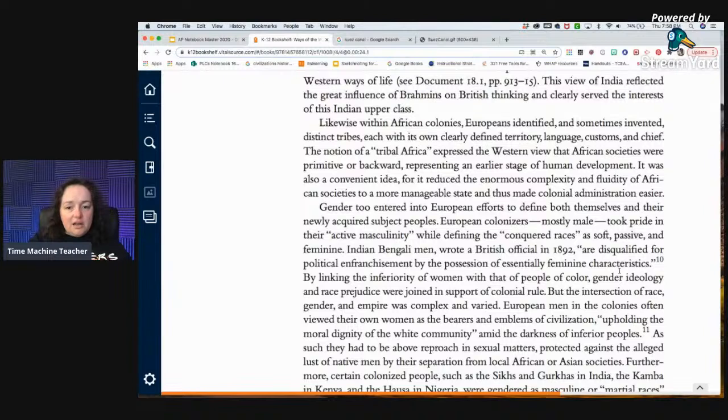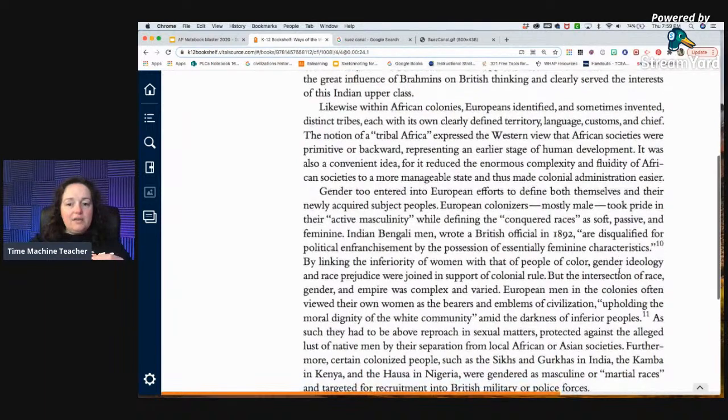Likewise, within African colonies, Europeans identified and sometimes invented distinct tribes, each with its own clearly defined territory, language, customs, and chief. The notion of the tribal Africa expressed the Western view that African societies were primitive or backward, which would help them justify it, right? Representing an earlier stage of human development. It was also a convenient idea, for it reduced the enormous complexity and fluidity of African societies to a more manageable state, and thus made colonial administration easier. So put down that they're taking away some culture, but they're also allowing some to stay, whatever fits their agenda, basically.